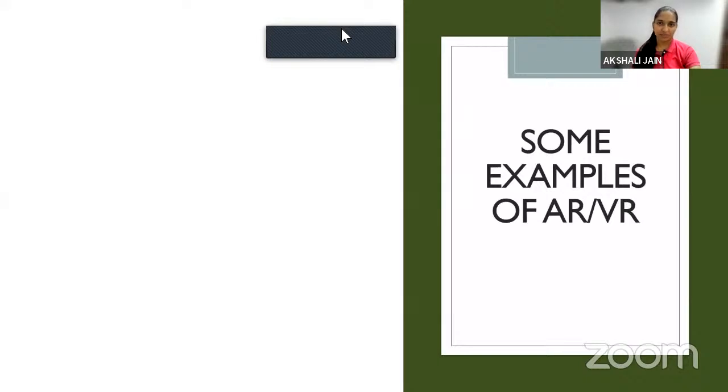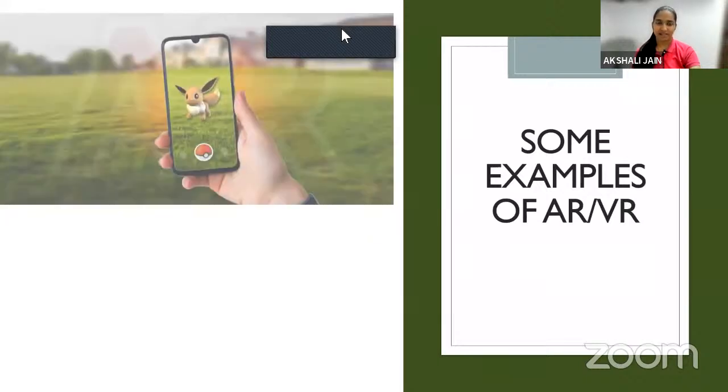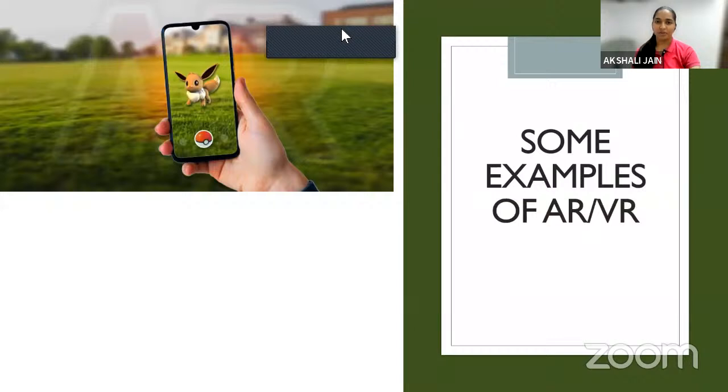Now, to explain some AR VR examples, first, there's the Pokemon Go game which is very famous, right? It's an AR game in which you can see the Pokemon in different places. And I am sure that you must have played this game in your childhood or in your teenage time. But this game is the perfect example of augmented reality.